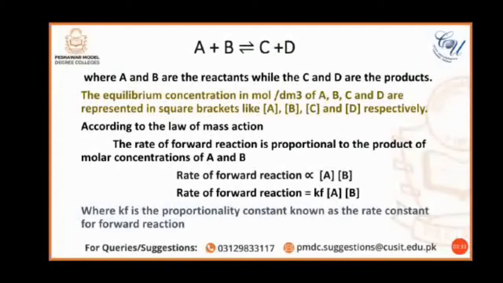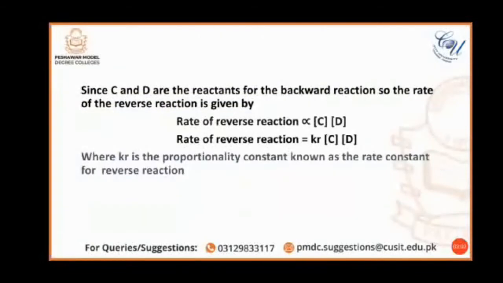According to law of mass action, the rate of forward reaction is proportional to the product of molar concentration of A and B. We can mathematically represent this equation as rate of forward reaction is equal to Kf [A] [B]. Kf is a proportionality constant and called the rate constant for forward reaction. Kf represents forward reaction.